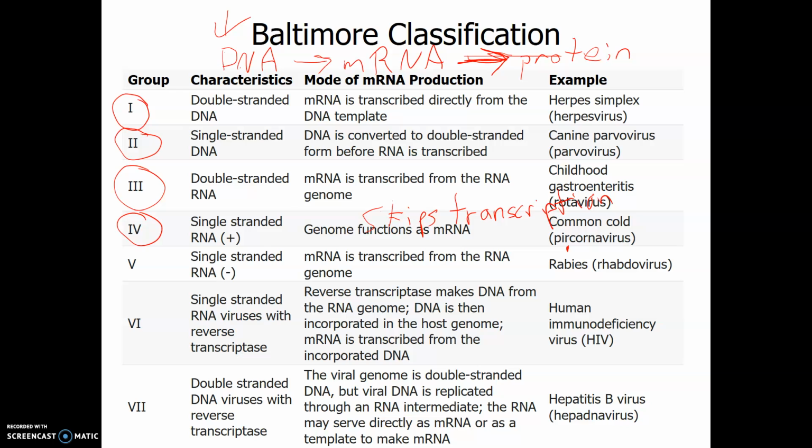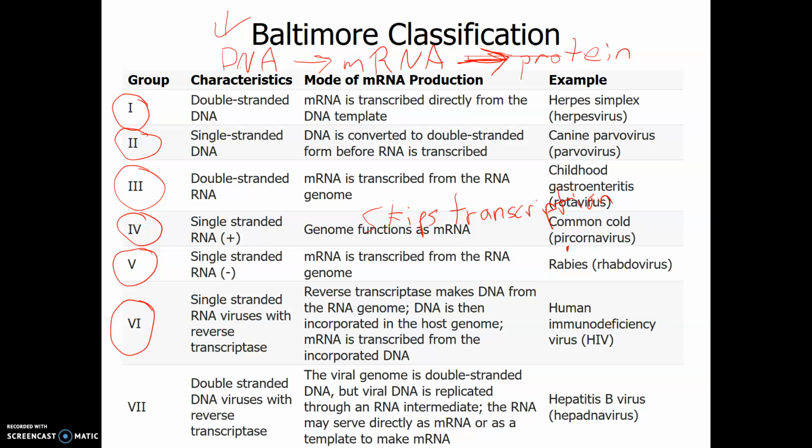Now, the 5th group is single-stranded RNA negative. And in that case, messenger RNA transcription does occur. Messenger RNA is transcribed from the RNA genome. So single-stranded RNA transcribes messenger RNA, and then messenger RNA codes for protein. And rabies is an example of a single-stranded RNA negative virus.